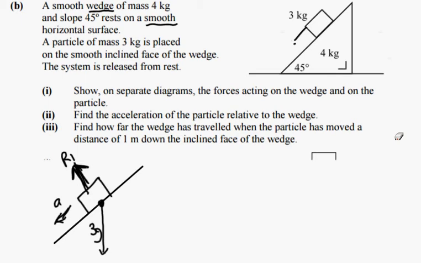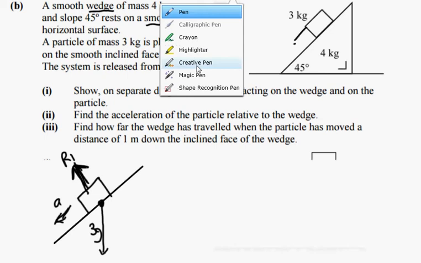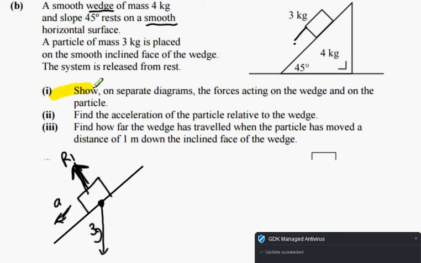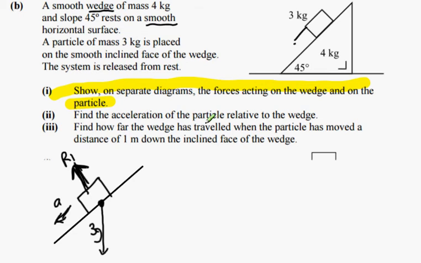Now we're going to try and find exactly what equation we're looking for, just dissecting the language of the question. So showing separate diagrams, the forces acting on the wedge. I'll finish out the second one in a second. Find the acceleration of the particle relative to the wedge. And finally, find how far the wedge has travelled when the particle has moved a distance of 1 meter down the inclined plane. I need to know how far the wedge is going, so I'm going to need both accelerations, just for this specific question. Okay, so let's continue on with my wedge then.